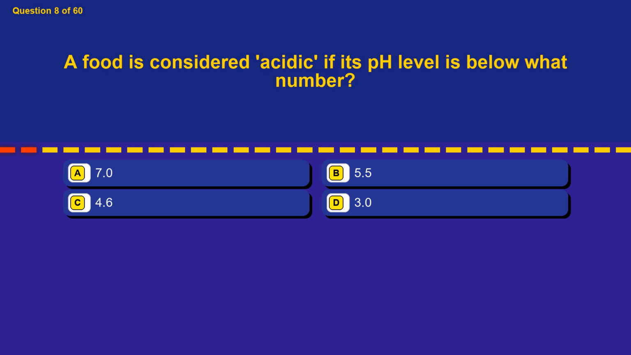Question 8. A food is considered acidic if its pH level is below what number? Option A, 7.0. Option B, 5.5. Option C, 4.6. Option D, 3.0.